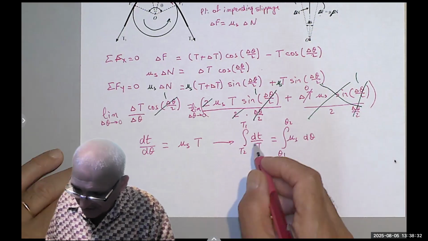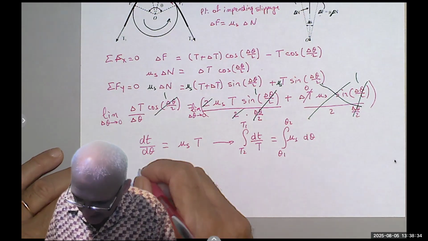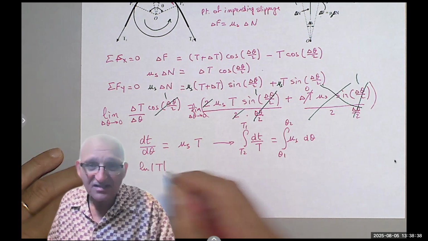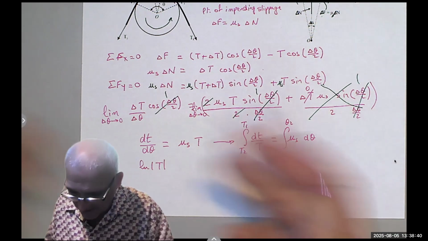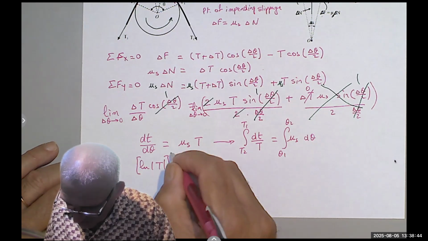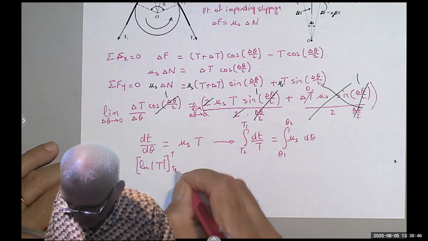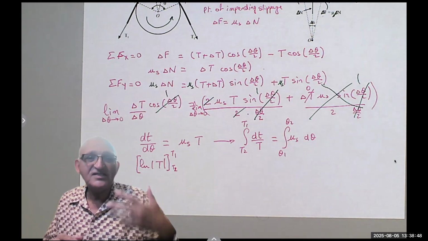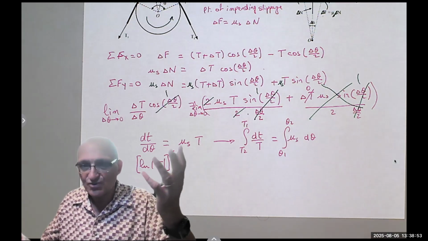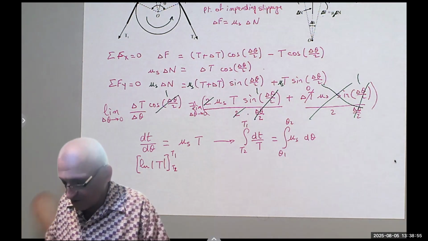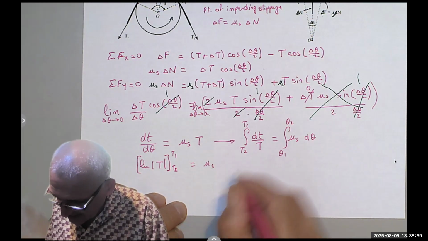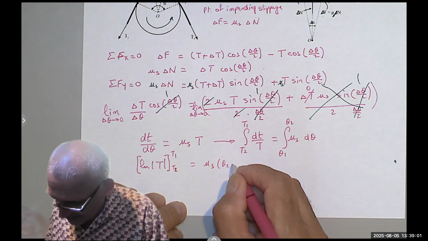Now, if I integrate, the integral of the left-hand side is the natural log of T. I don't need the absolute value because the tension cannot be negative, evaluated from T2 to T1. Some people use T2 as the higher of the two, and others use T1 as the higher, so it really doesn't matter as long as you know what you're doing. And this would be mu sub s times theta 2 minus theta 1.